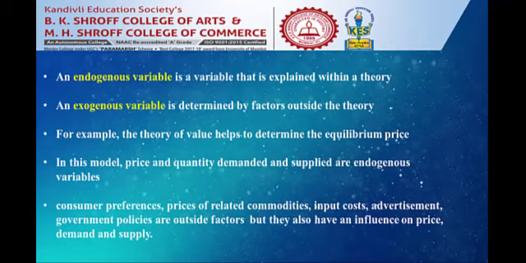Variables are of two types, an endogenous variable and an exogenous variable. An endogenous variable is a factor that generally influences from within. It is generally under the control of, say, a single consumer, a single producer, a single firm, or even a single industry. An exogenous variable, on the other hand, is an external factor which is not under the control of a consumer or a producer or a firm or even an industry.